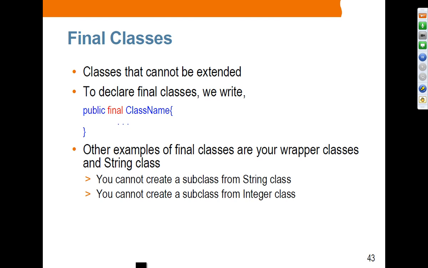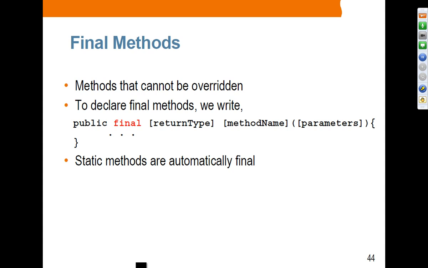Same thing for the Integer class. You cannot create a child class from the Integer class. All wrapper classes, Integer, Long, Double, are all final classes. A final method is a method that cannot be overridden by a child class. If you want to make a method final, you put the final keyword on the method. Static methods are automatically final because they cannot be overridden in the child class.